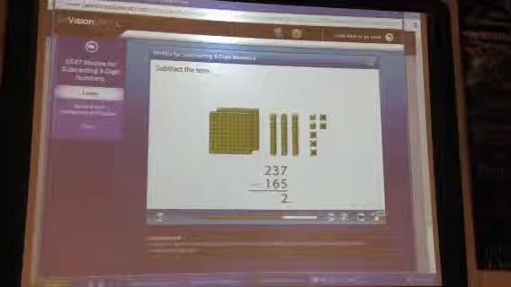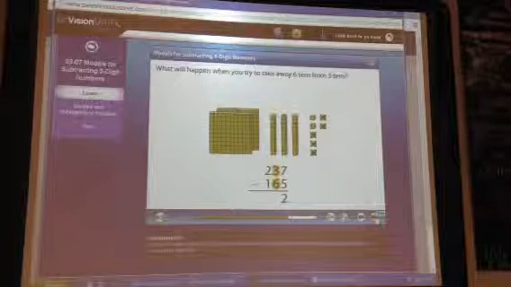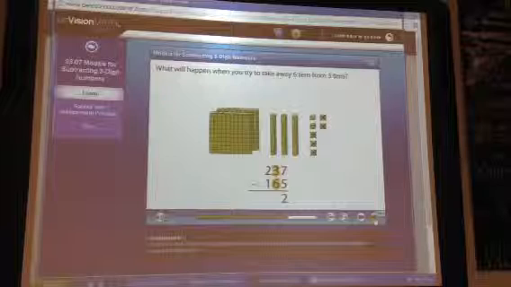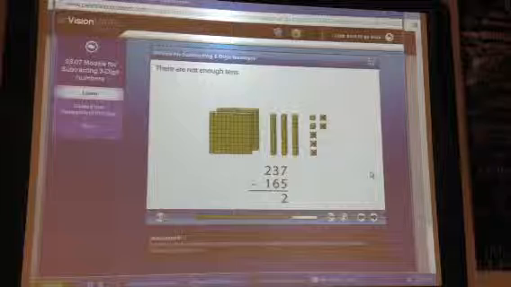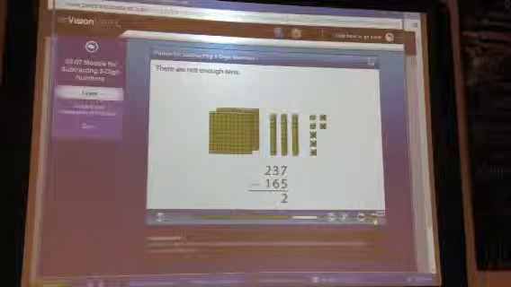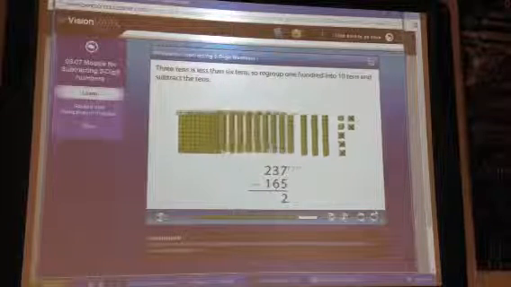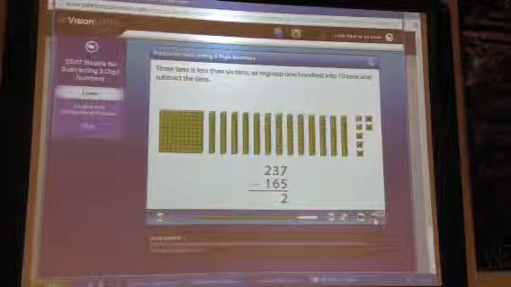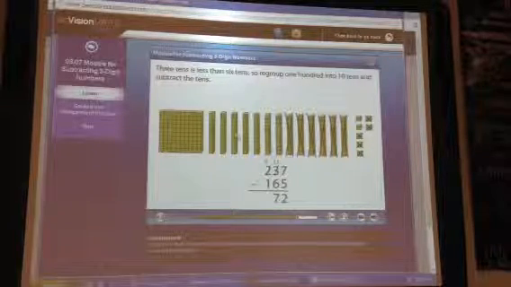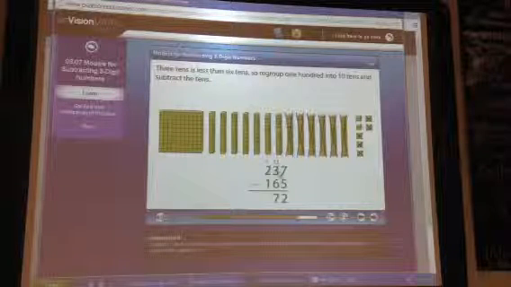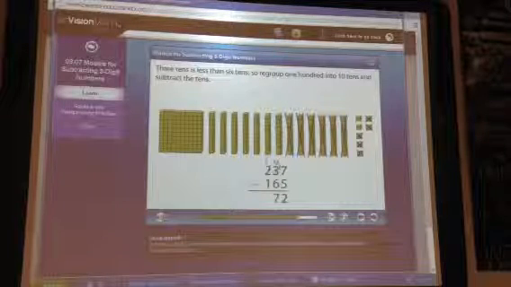Subtract the tens. What will happen when you try to take away 6 tens from 3 tens? There are not enough tens. 3 tens is less than 6 tens, so regroup 100 into 10 tens and subtract the tens. So they took a hundreds block and busted it up into individual tens, just like this is just a model of how we actually go and borrow in subtraction and regroup.